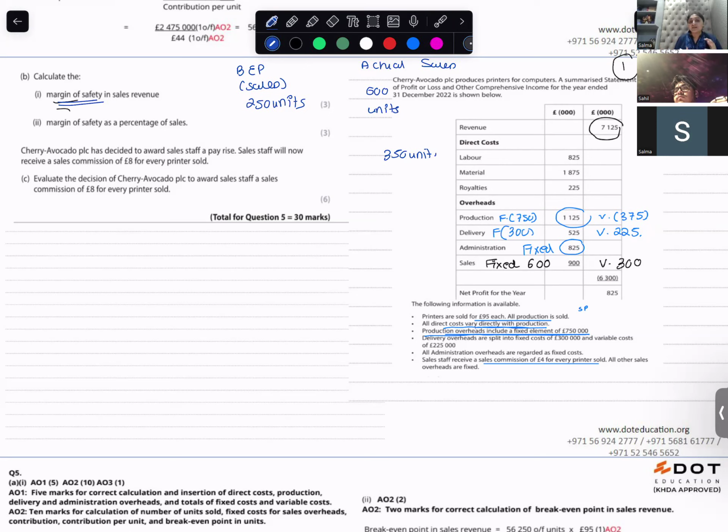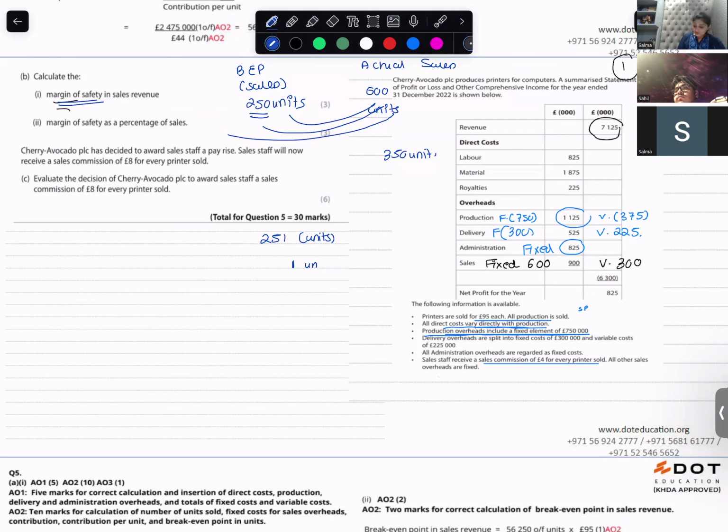So margin of safety tells you how safe you are in the market. When you are selling 250 units, you are just at the border. You are still not safe. You've just recovered your cost. When you're selling 251 units, that means you are just 1 unit more than your break-even. You're not very safe yet. But here, there is a lot of margin.